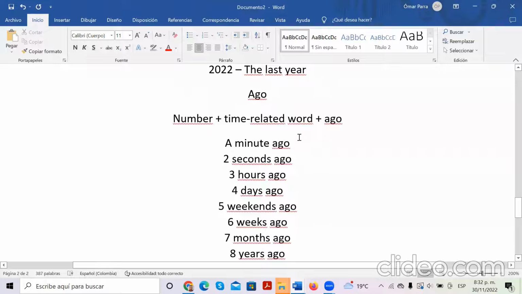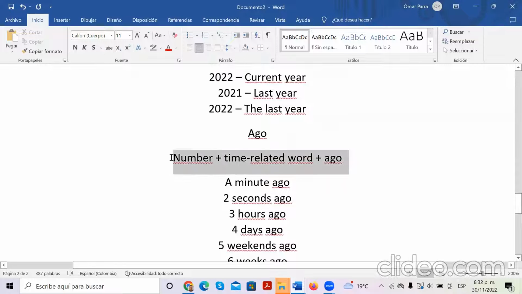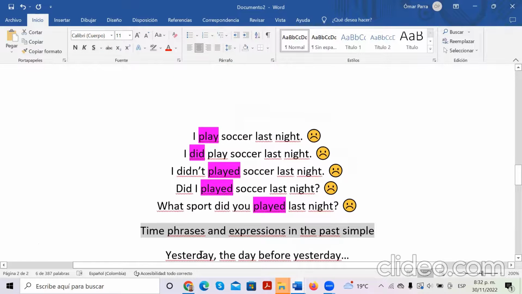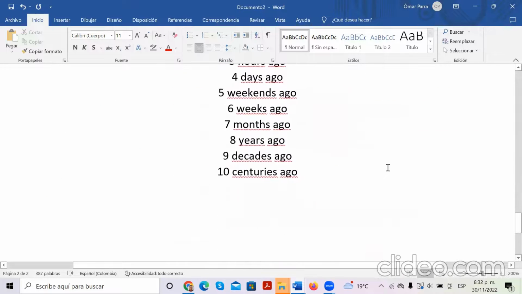Okay, so a minute ago, hace un minuto, 2 seconds ago, hace 2 segundos, 3 hours ago, hace 3 horas, 4 days ago, 5 weekends ago, and you continue. This is another possibility that we can use for the time phrase and expression in the past simple.